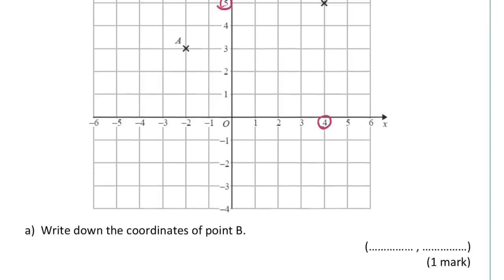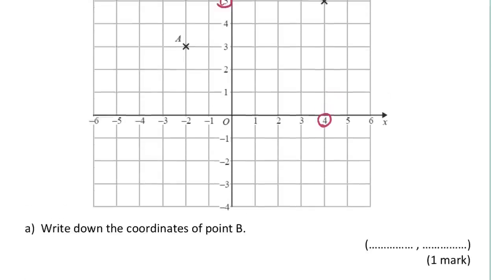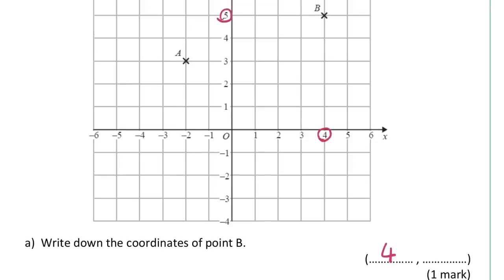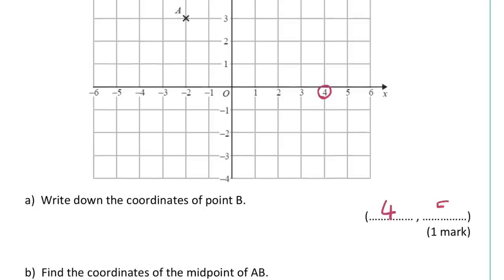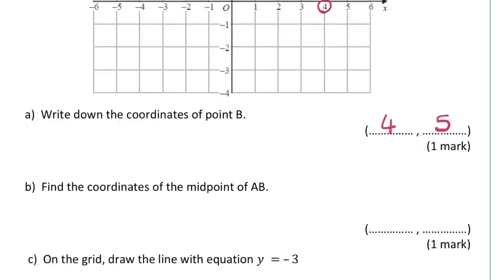So hopefully you remember, perhaps from a long time ago now, but you've got the along the corridor, up the stairs, so along the corridor, along the x-axis to 4, and then up to 5, up the y-axis. So 4 and 5 is our coordinate. Now the next one says find the coordinates of the midpoint of AB.